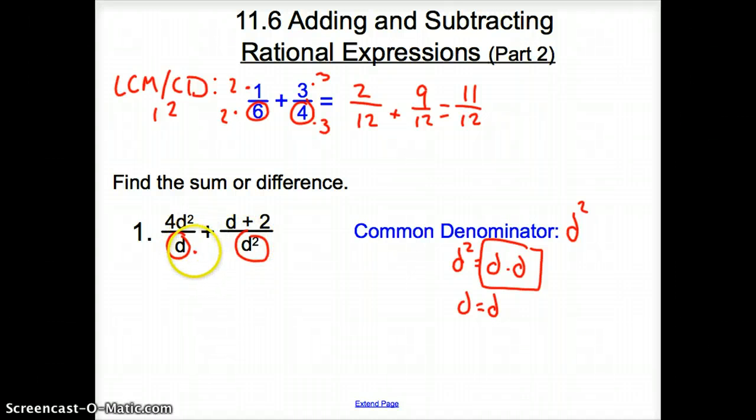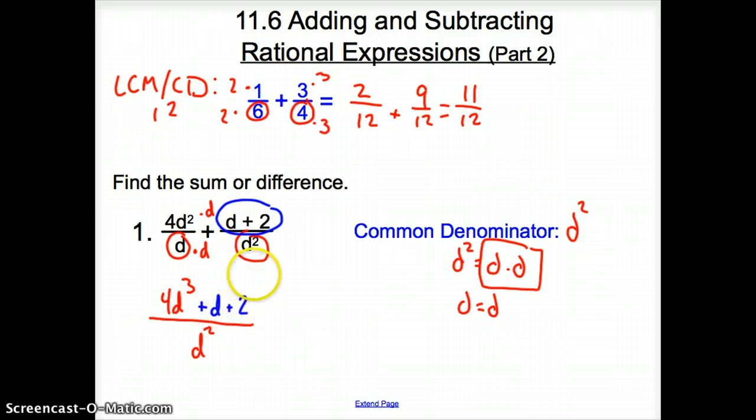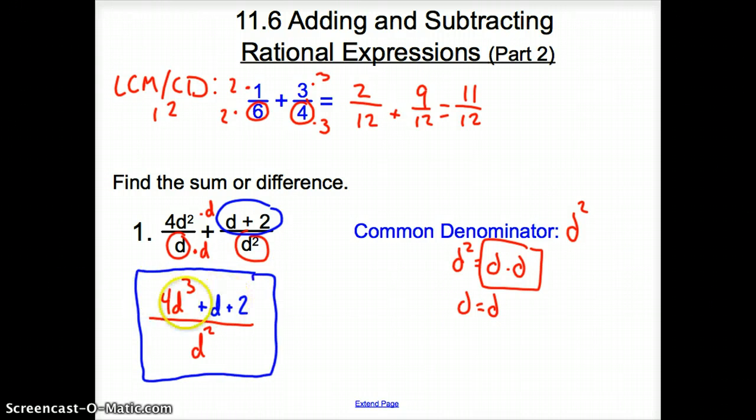But here, I do need a d, and so what you do to the bottom, you have to do to the top. So now, all of this is going to go over d squared, and now here I have 4d cubed, and now from this guy, I'm just adding plus d plus 2, and that is it. We find the common denominator, we add them up, and that is our simplified expression.